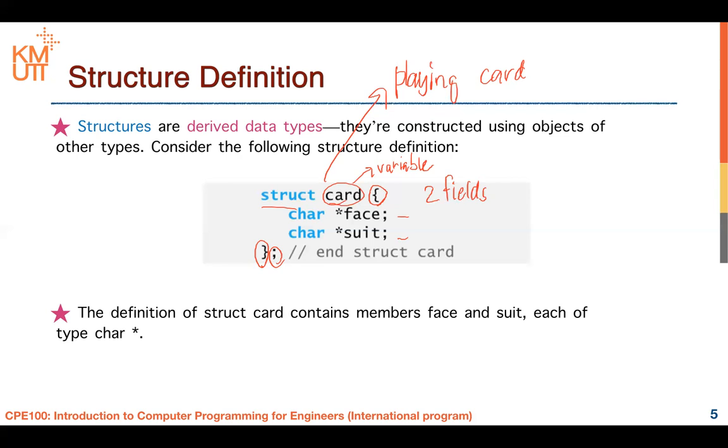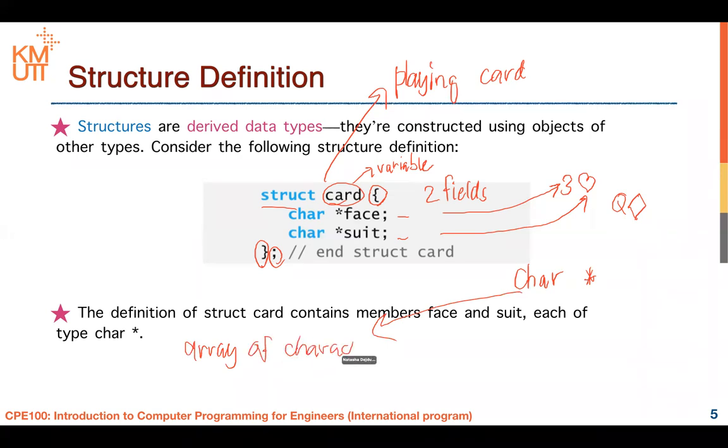Suppose you want to define the playing card three of hearts. The face is three and the suit is heart, okay? Or queen of diamonds. So you have to define it in terms of a string. You can define it like this. What does it mean by this? This is an array of characters.